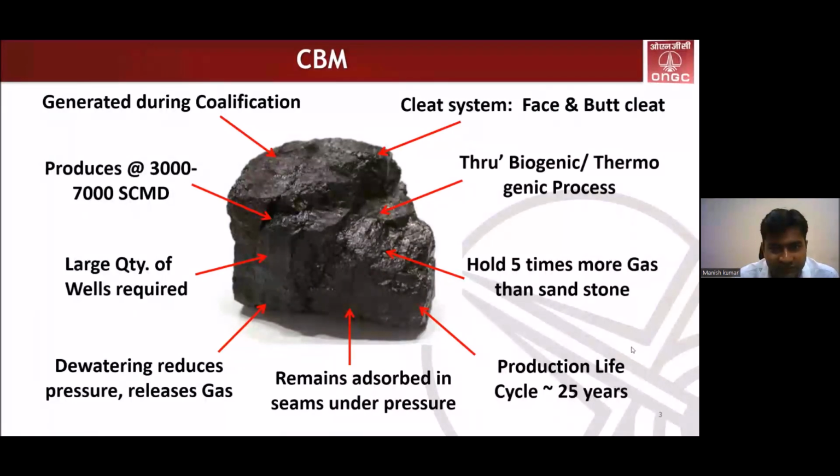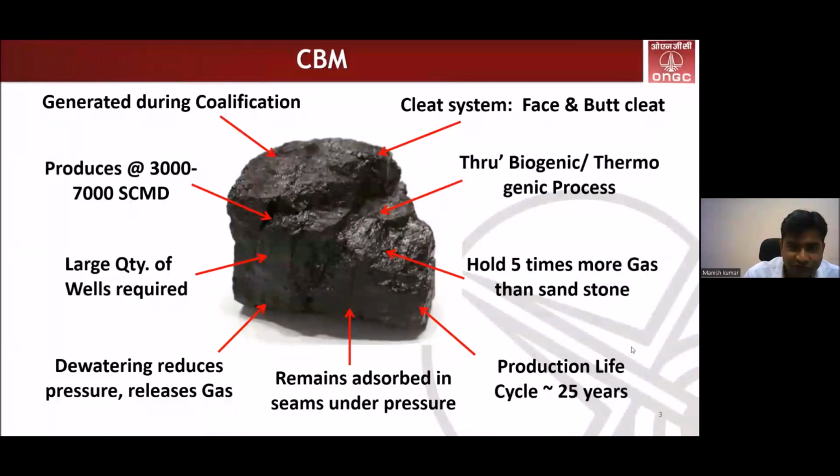One more advantage of this coal reservoir is that it can hold 5 times more gas than sandstone, and it has a commercial production cycle of around 25 years. So basically, CBM gas is adsorbed on the surface of coal at a very high pressure. That is, CBM wells are basically subhydrostatic in nature, and for that we have to reduce this pressure by dewatering for a longer period of time, which may lead to the desorption of CBM gas from the surface of the coal, and so leading to the production of CBM. For this, we require a very large quantity of wells in the reservoir block area, so that we can dewater a huge amount of water from the reservoir.